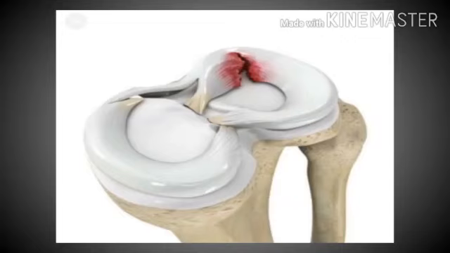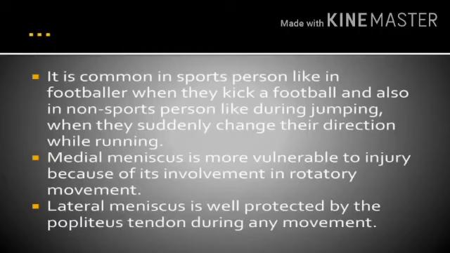So here this is how injuries to menisci usually occur. It is common in sports persons like footballers when they kick a football, and also in non-sports persons, like during jumping or when they suddenly change their direction while running. Medial meniscus is more vulnerable to injury because of its involvement in rotatory movement, because it is so close to the deep part of the TCL. Lateral meniscus is well protected by the popliteus tendon during any movement.